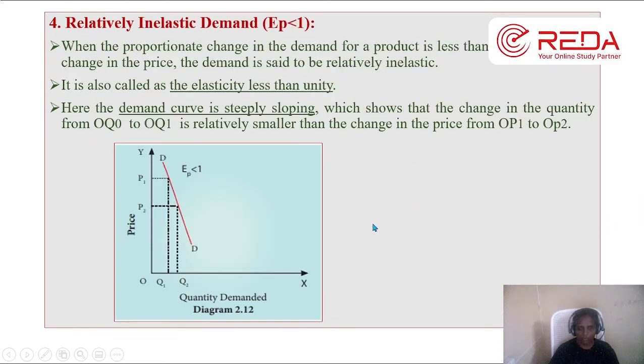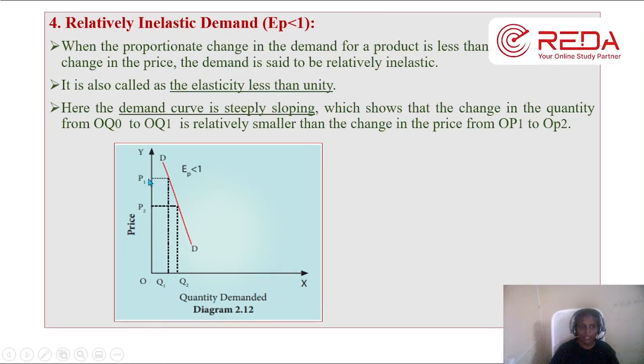Next, the fourth situation, relatively inelastic demand. It is just the opposite of elastic demand, so EP will be less than 1. This is also called elasticity less than unity. Here, higher changes in the price level lead to lower changes in the quantity demanded. The price level from 0 to P1 is the original price level, and when the price level is from 0 to P1, the quantity demanded will be from 0 to Q1 level.